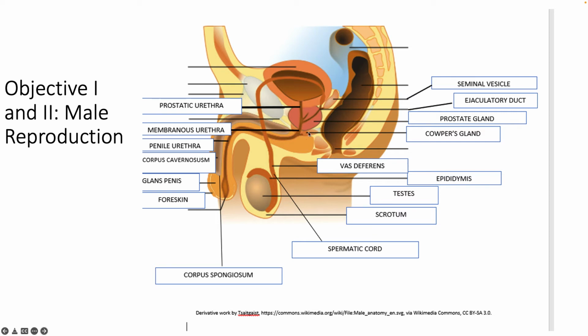All right, so helping supply that sperm with different things that are going to help nourish it or make it motile. We learn that kind of stuff in lecture. So those are the different structures associated with Objective 1.